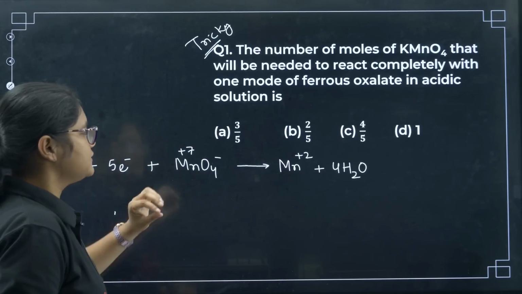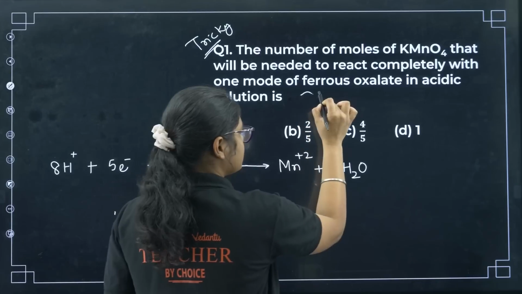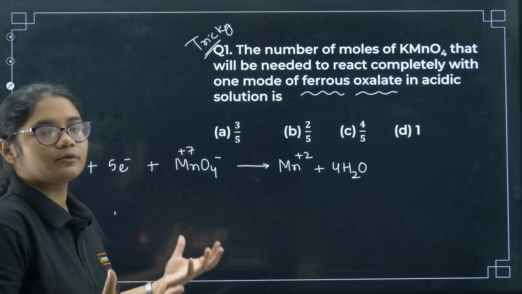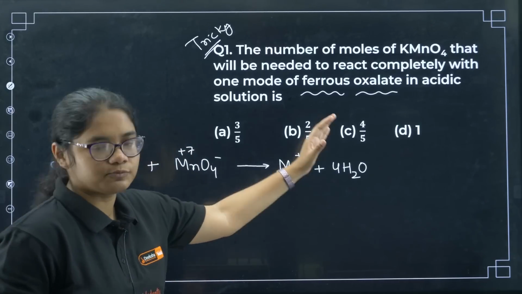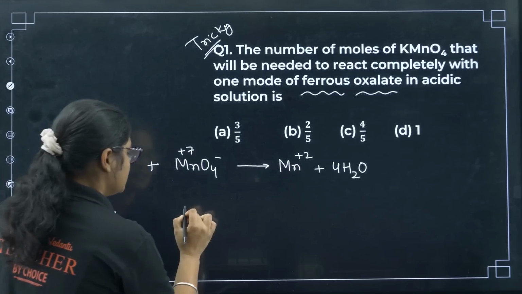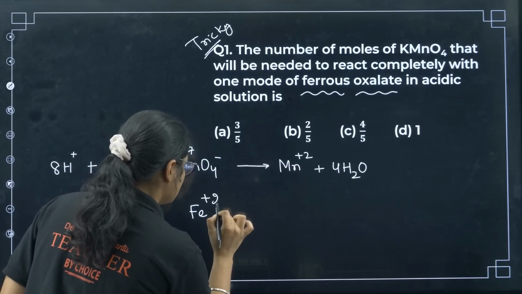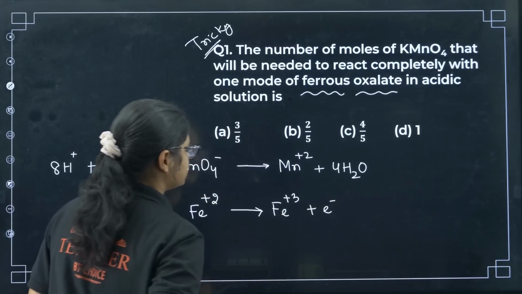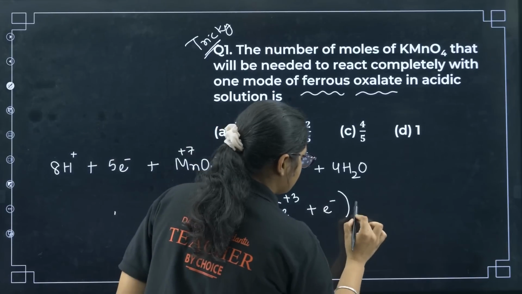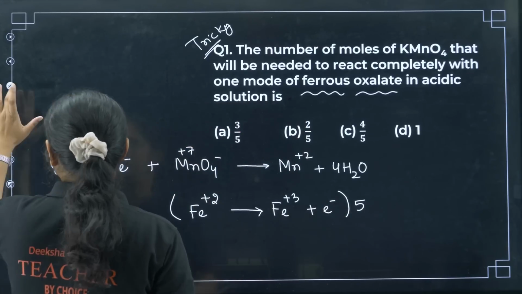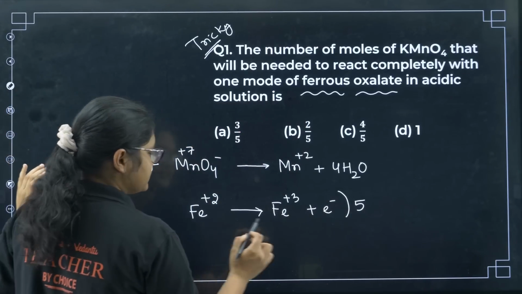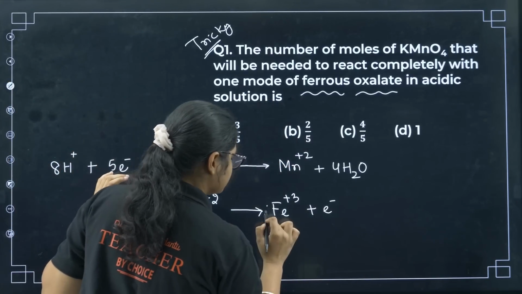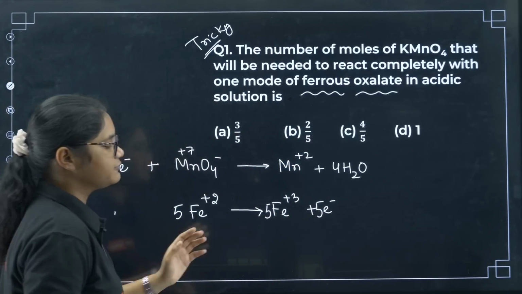Now what is the question? Here ferrous can also get oxidized and oxalate can also get oxidized, so you have to judge based on what the question asks and the options given. If I consider ferrous, Fe2 plus will get oxidized to Fe3 plus with 1 electron. Multiplying with 5 so that the number of electrons becomes the same, I get the equation 5 Fe2 plus gives 5 Fe3 plus plus 5 electrons.